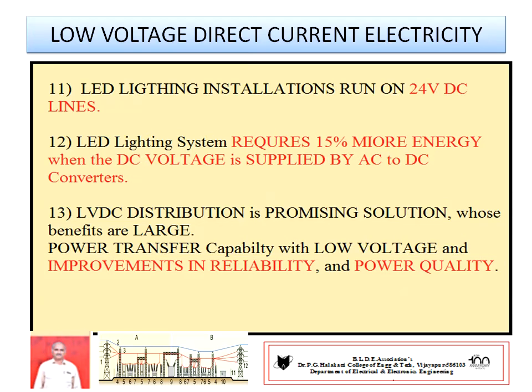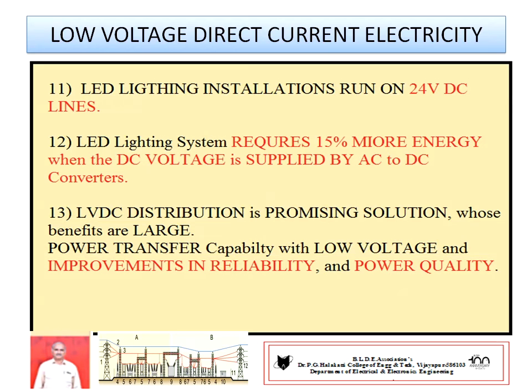LED lighting installation needs 24 volts DC lines, and an LED lighting system requires 15% more energy when the DC voltage is supplied by AC to DC converters. One research analysis shows that the same LED lighting system, when supplied by AC to DC converter systems, consumes 15% more energy. Hence you can see, we are discussing just one application, and in the same application energy saving is possible.